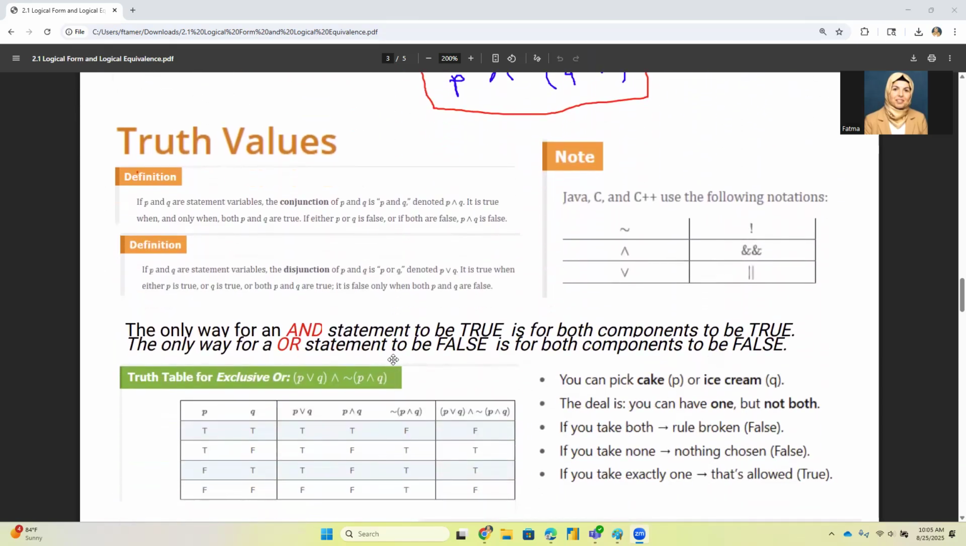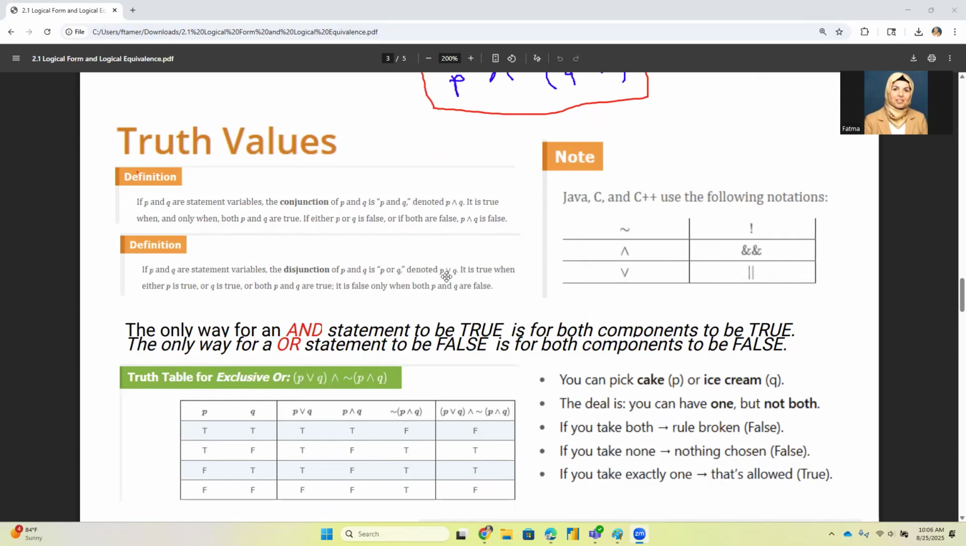Now we're going to look at the truth tables. We have two things that we're going to learn here, conjunction and disjunction. If P and Q are statement variables, the conjunction of P and Q is P and Q, which is denoted as P ∧ Q. It is true when and only when both P and Q are true. If either P or Q is false, the conjunction is false. If P and Q are statement variables, the disjunction of P and Q is P or Q. So or is disjunction, and is conjunction.